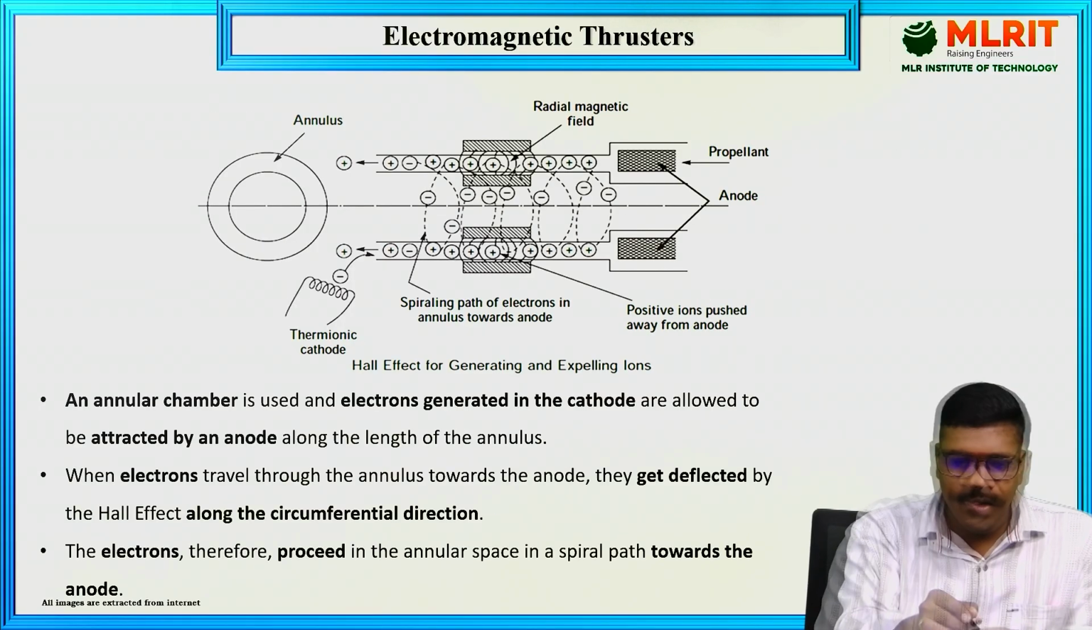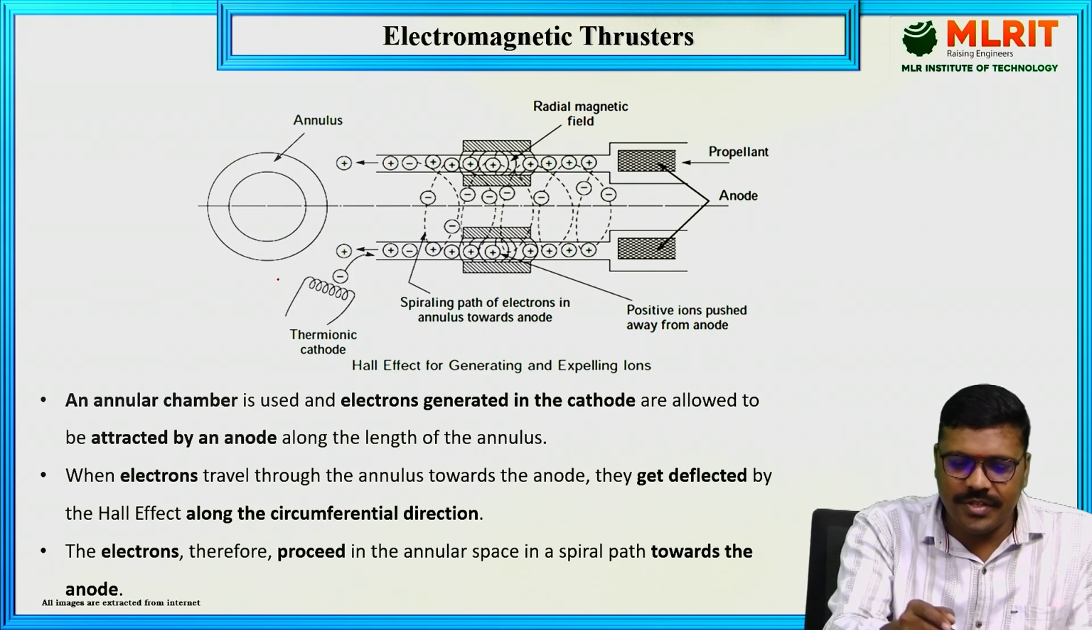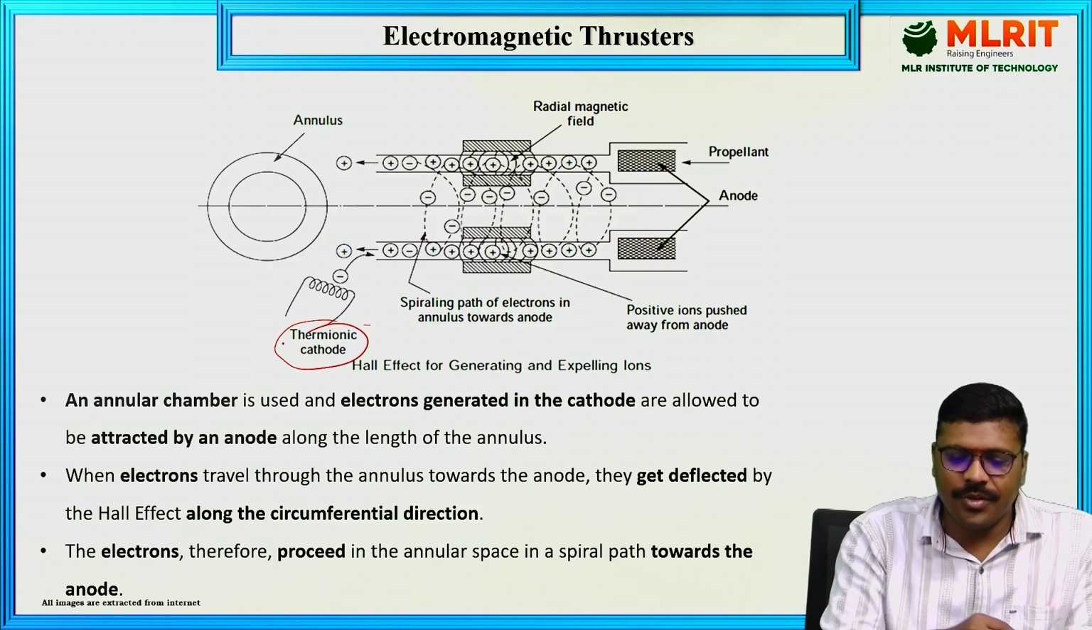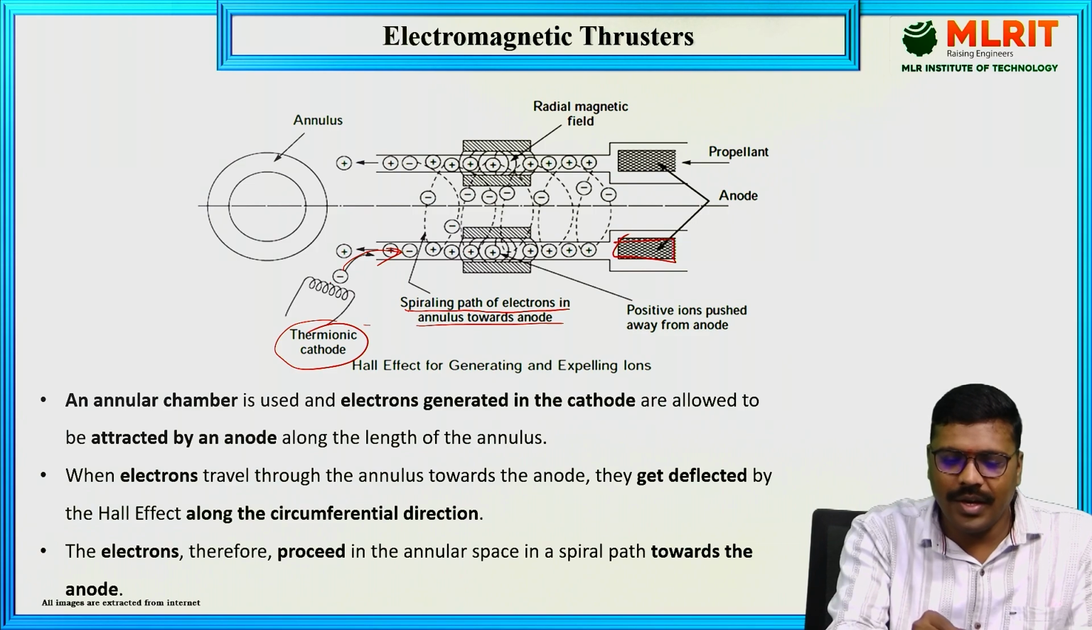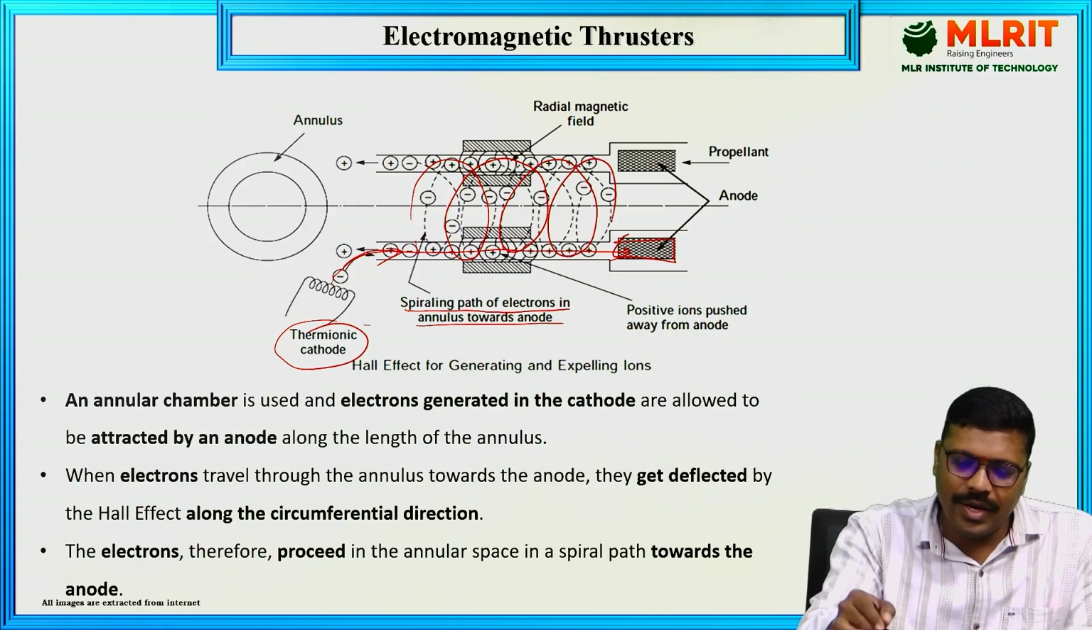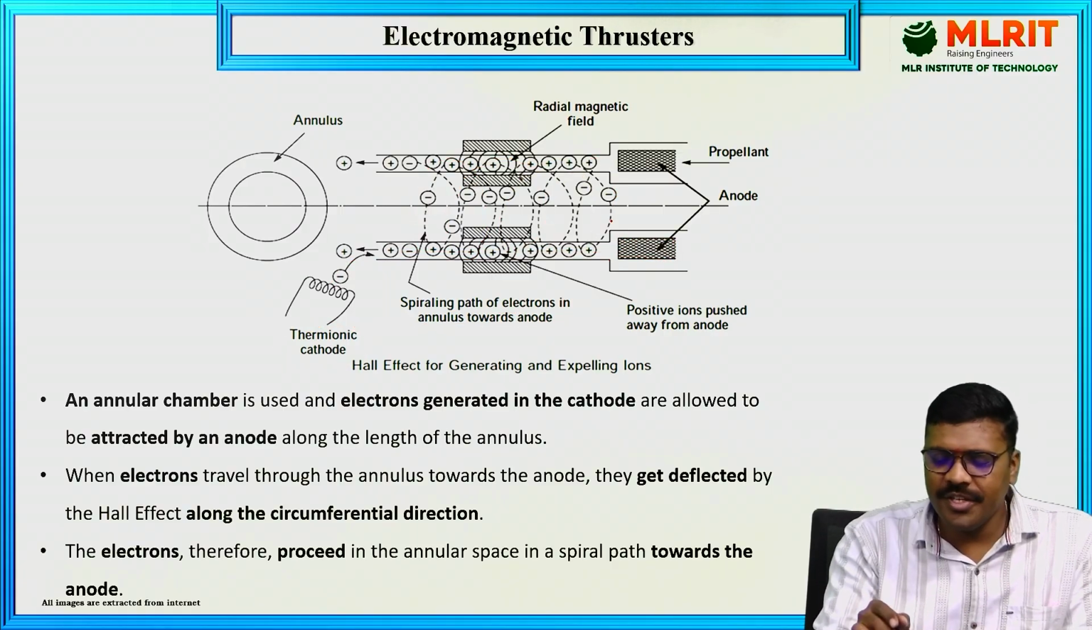Here you can see the annulus cross section. There is a thermionic cathode which releases electrons, and these electrons enter the annular passage. Here you can see the spiraling path of electrons towards the anode. Electrons are released from the cathode and travel towards the anode in a spiral path.